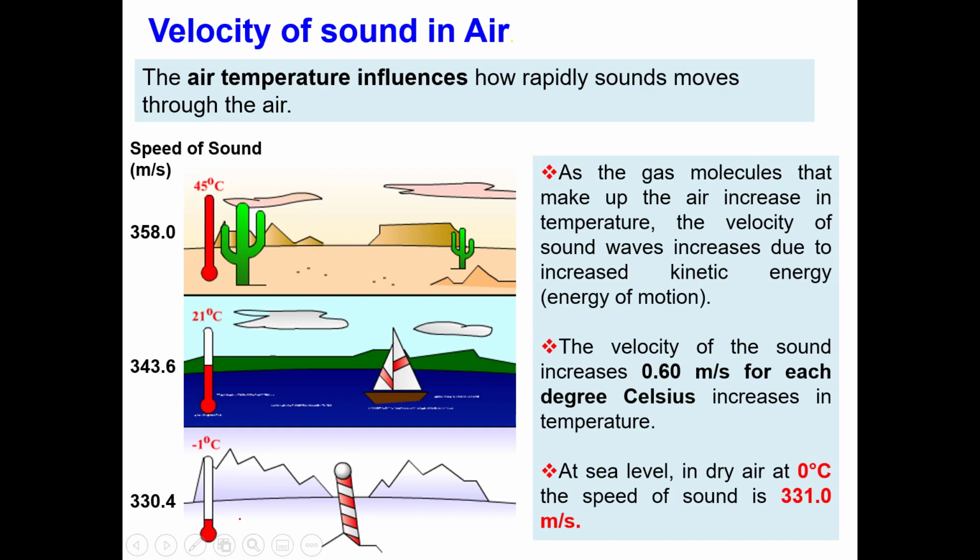For example, for the case of minus 1 degree Celsius, the speed, in meters per second, is 330.4 meters per second. But at 21 degrees Celsius, the speed is 343.6 meters per second. But if the temperature is 45, yes, it's hot, it is 358 meters per second. Then what happens is, as the temperature increases, the molecules of the air move faster.